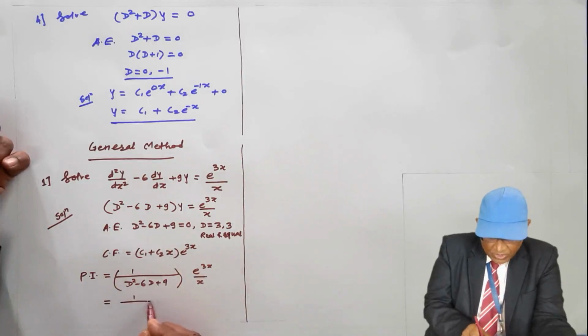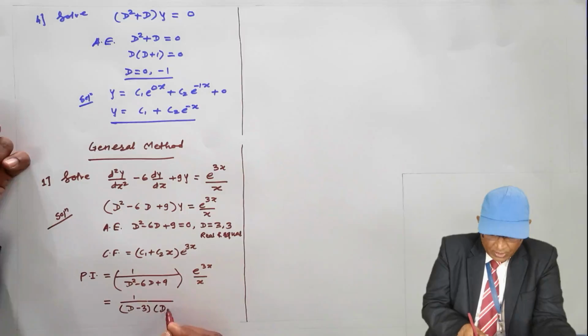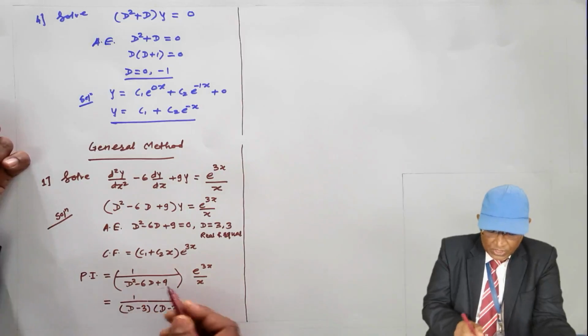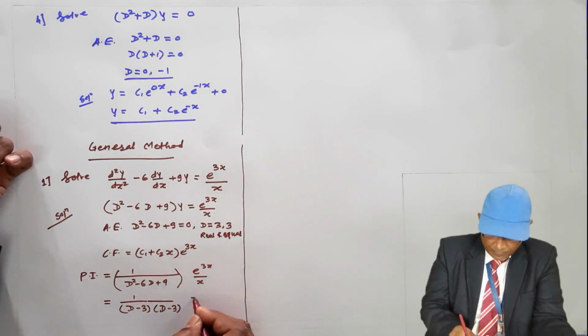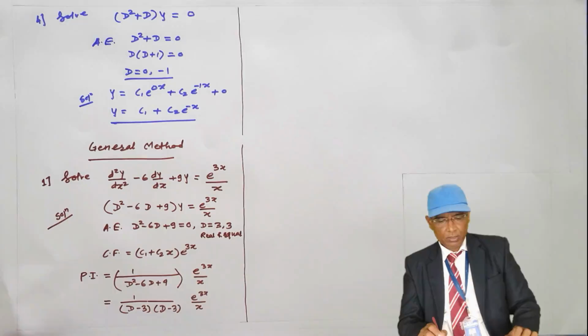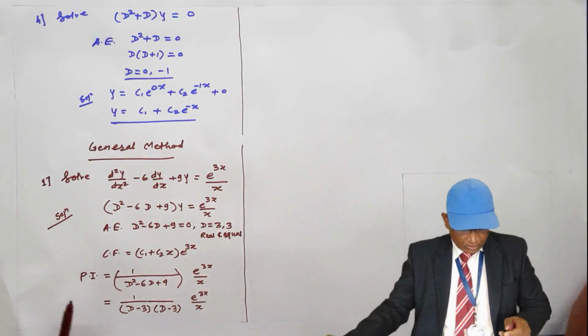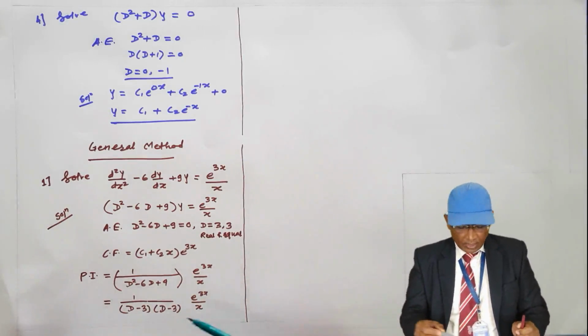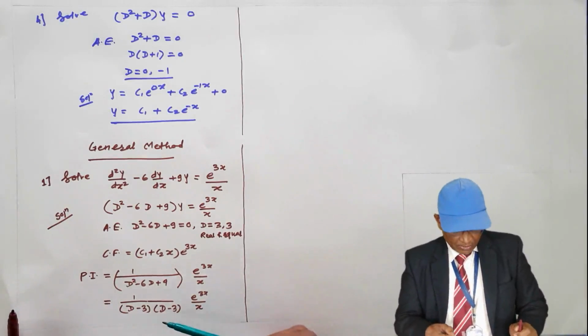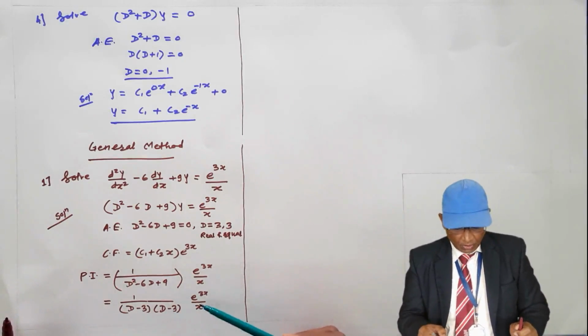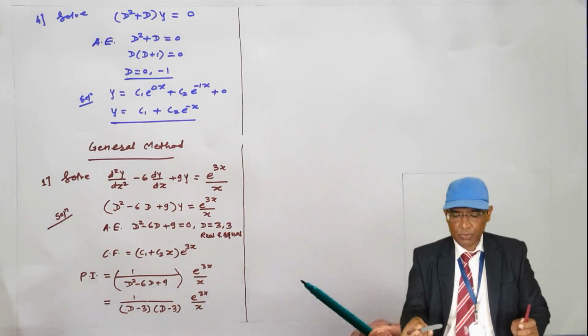First of all, you factorize this operator. D minus 3 and D minus 3 are the two factors of D square minus 6D plus 9. Now, 1 by D minus 3 and 1 by D minus 3, the same thing, I am operating on e to the power 3x by x two times.